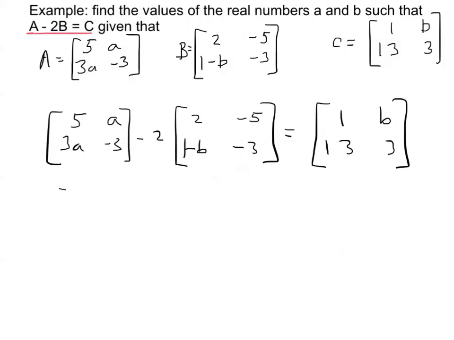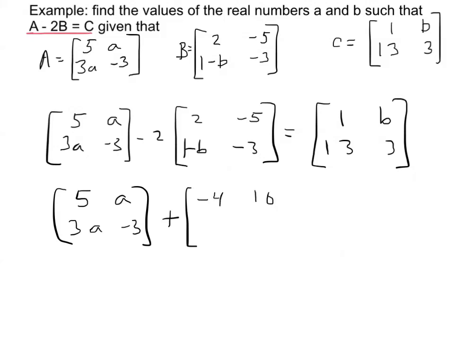Right? So my first matrix is going to stay intact, 5a, 3a, negative 3. And then I'm going to put plus, because I'm distributing a negative 2. Negative 4, positive 10. This will be negative 2 plus 2b, positive 6. And I didn't do anything to the right yet, so I'll leave this alone. 1b, 13, 3.